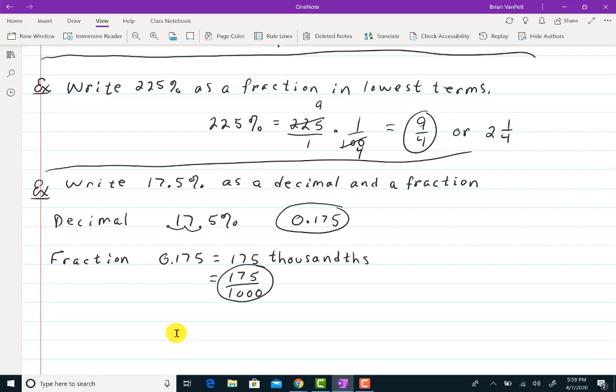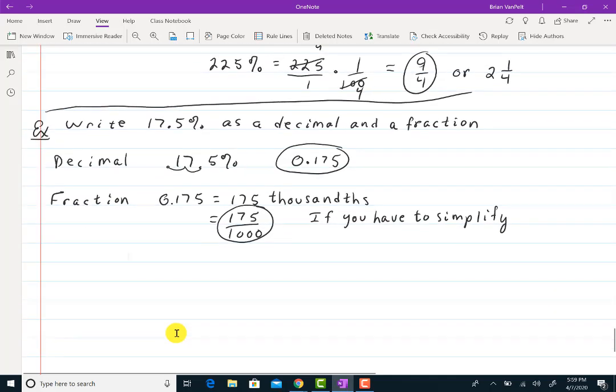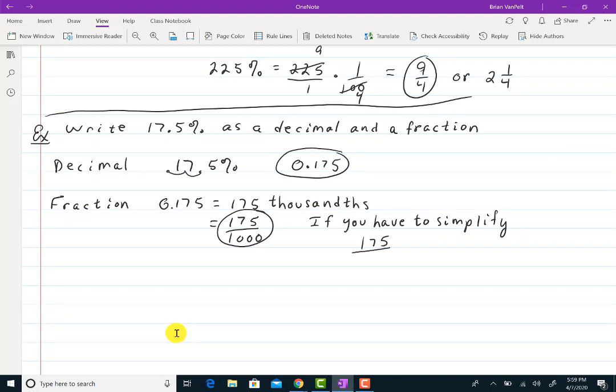Now, if you're asked to simplify, and let's face it, you're always asked to simplify, I'll take my 175 over 1,000, and I'll do like I did before. I'll divide by 25. 25 goes into 1,000 40 times. 25 goes into 175 7 times. If you can't do that big of a jump at once, just do it by 5s and make sure that you get the same answer that I do when you work it.